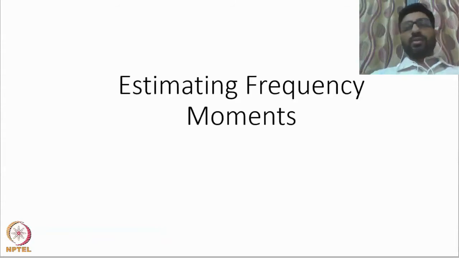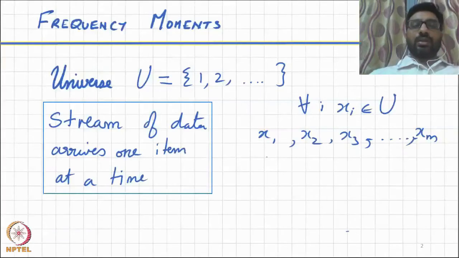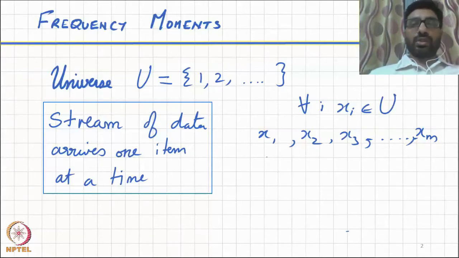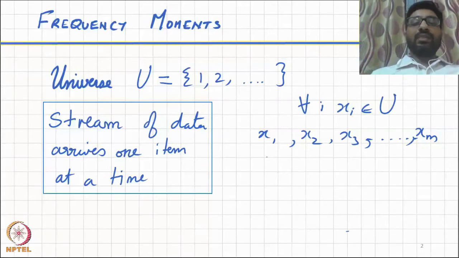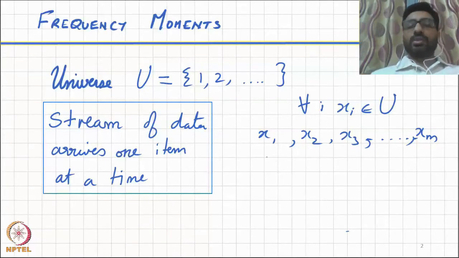Our topic for today is going to be estimating frequency moments. So let's set up the problem. We have a universe, U, that takes values, let's say without loss of generality, 1, 2, and so on. And we are receiving a stream of data items, and each data item is drawn from this universe.